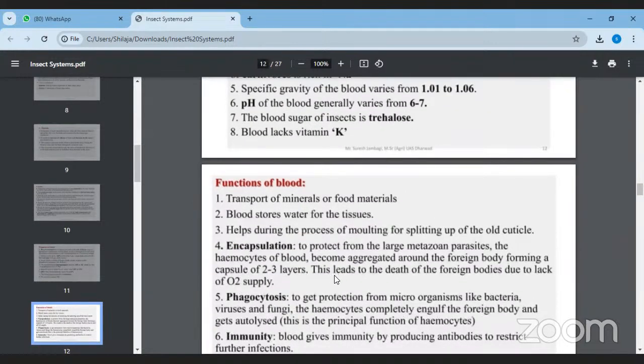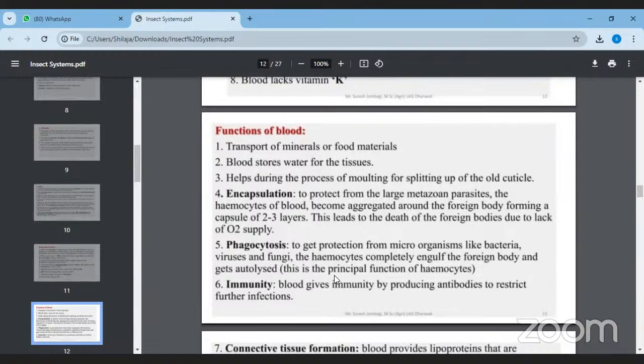So even when we talk about the functions done by the hemolymph, the blood of insects transports minerals and food materials, stores water for the tissues, and helps during the process of molting by splitting up the old cuticle. So this is the main thing, by which the process of molting takes place in insects.